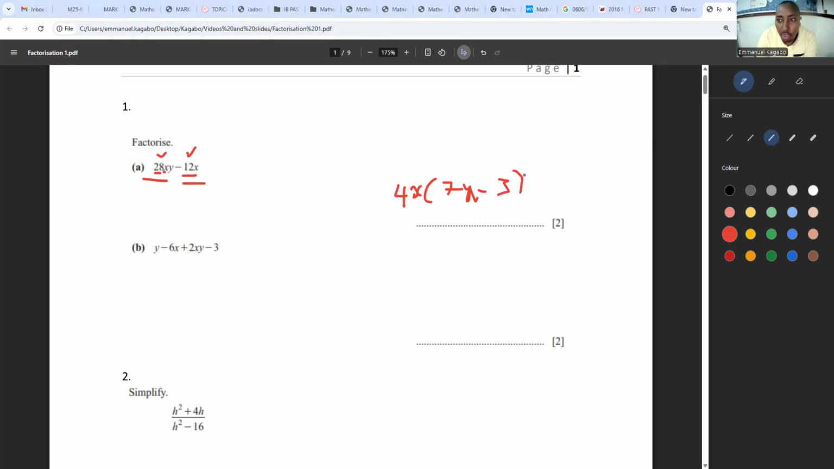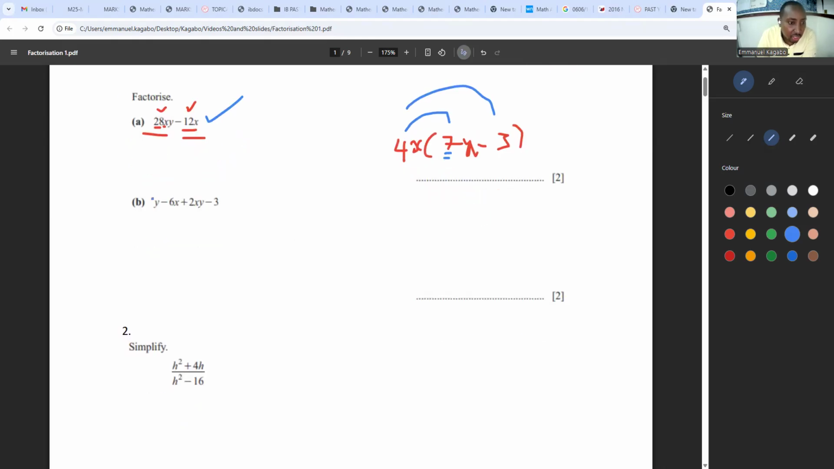That is it. If you open the bracket, if you distribute, it will give you exactly the same as that. Another thing students always have to do is check what you have inside. 7 and 3, both of them are prime numbers. So definitely there's no other common factor that you can factorize. Thank you. That's question A.